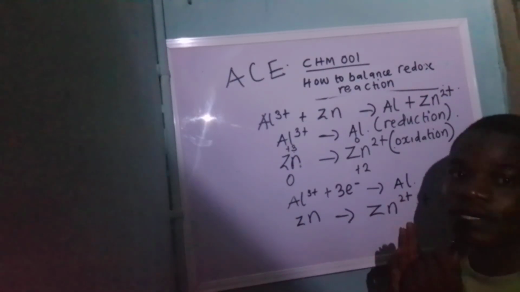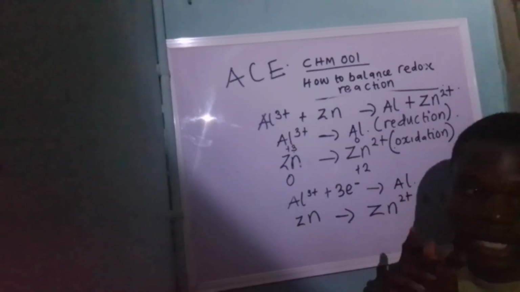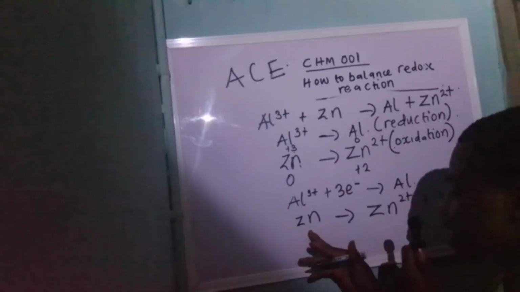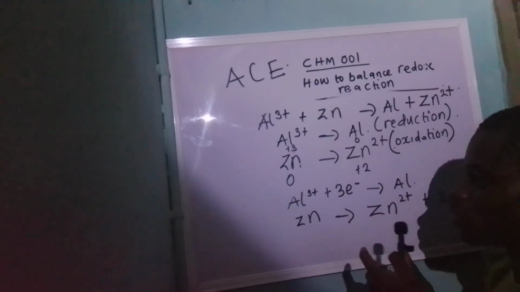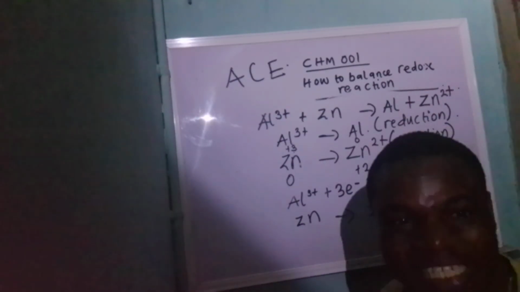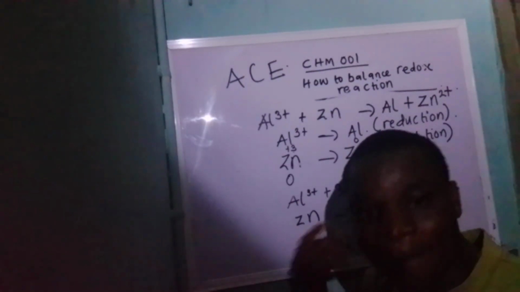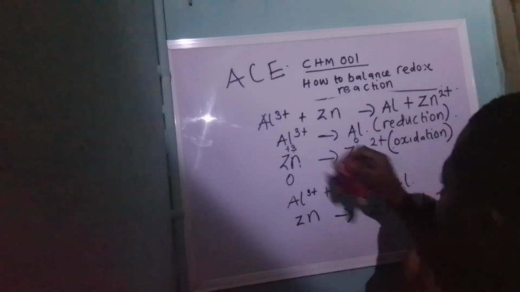Now I will have 3 minus 3 is 0. I have 0 here too. Are we there? Here is already 0, so 2 minus 2 is 0. The next thing to do is to balance the electrons. So how can I balance the electrons, class?